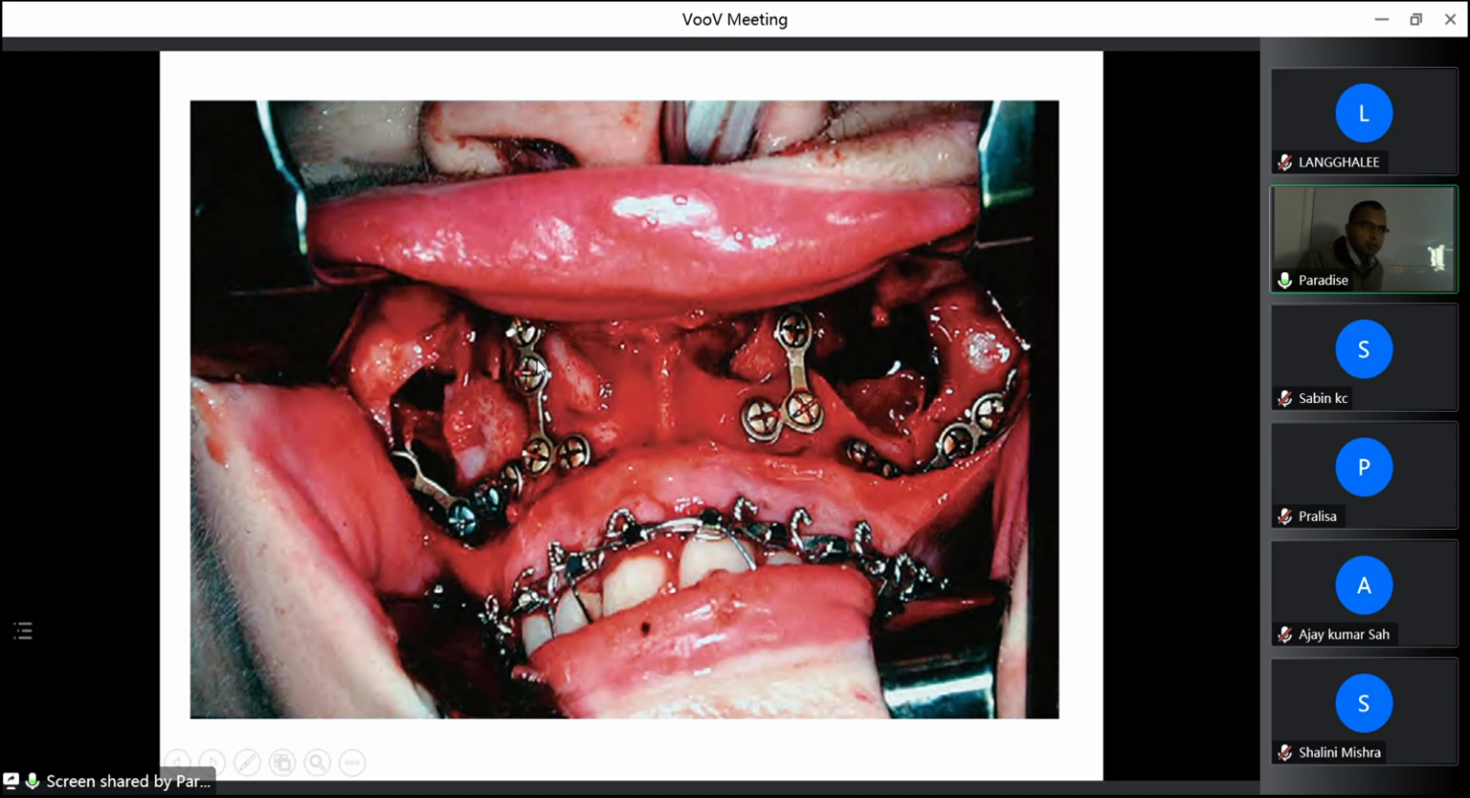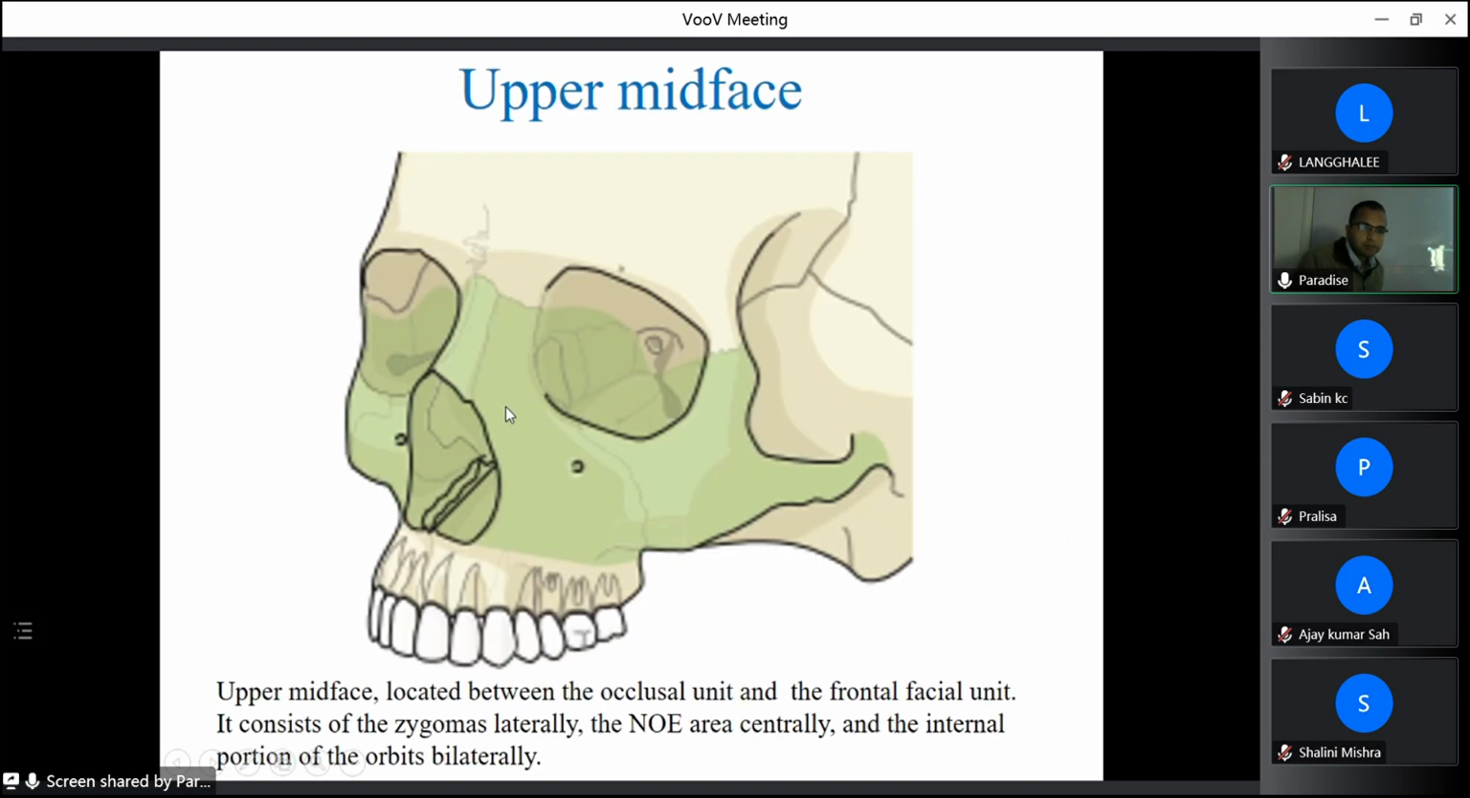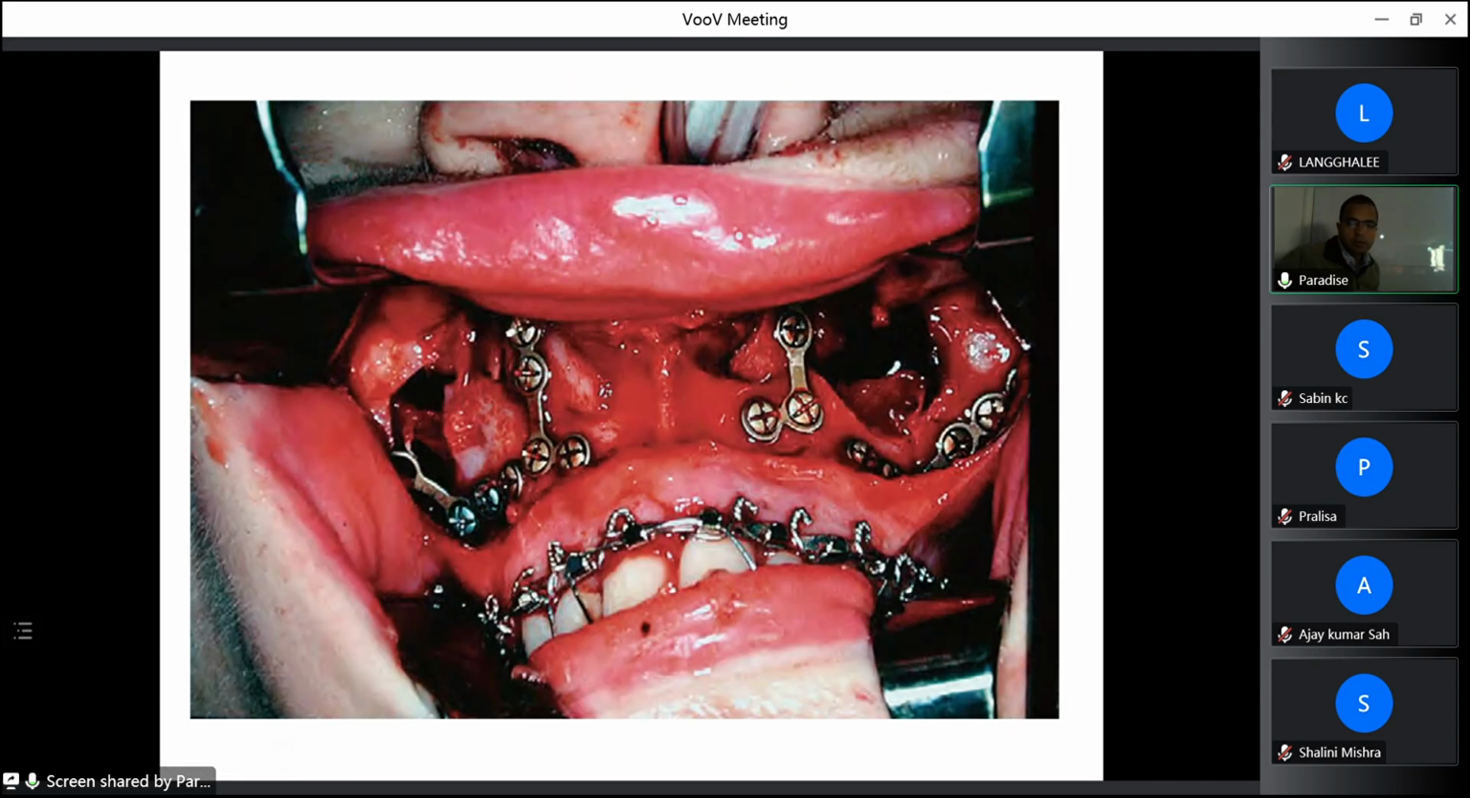In case of Le Fort 1 fracture or Le Fort 1 surgery, it's the same. But the difference is that in case of Le Fort 1 osteotomy, such defects are not present. There is a clear cut fracture line. Osteotomy cut line is clear. Okay, we'll continue upper mutation next class.